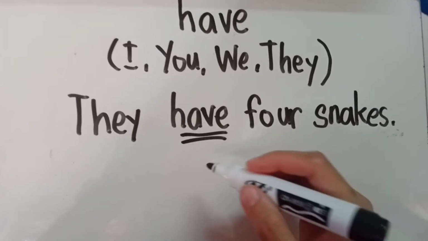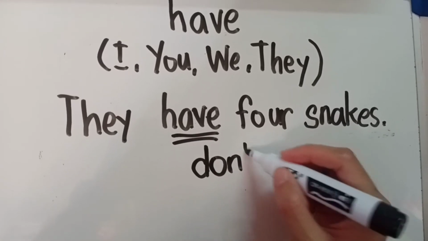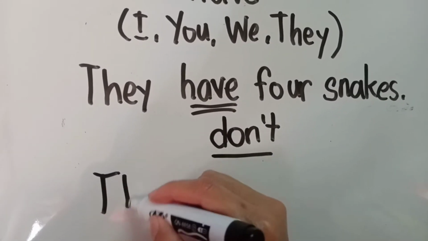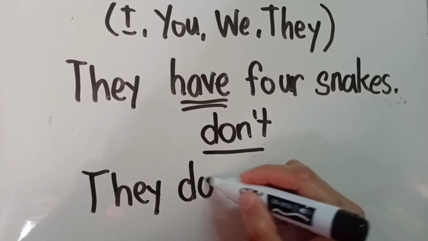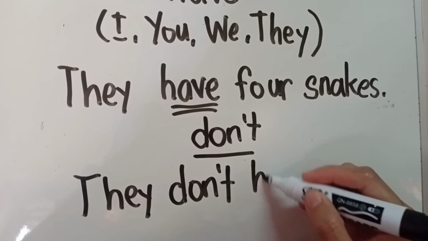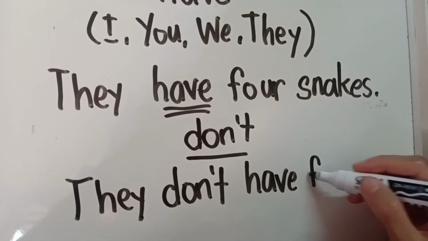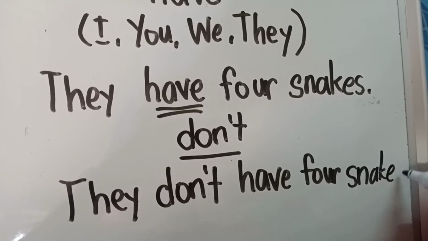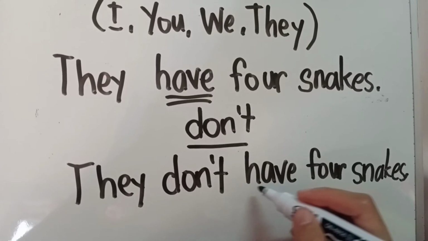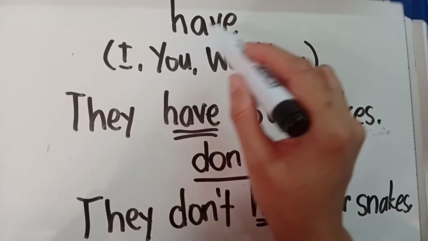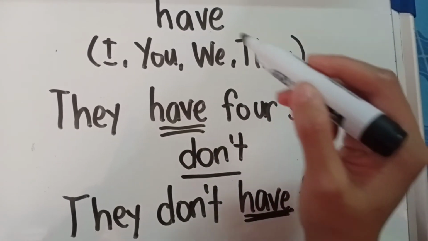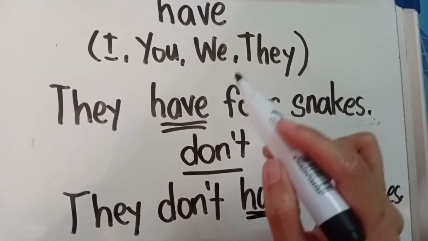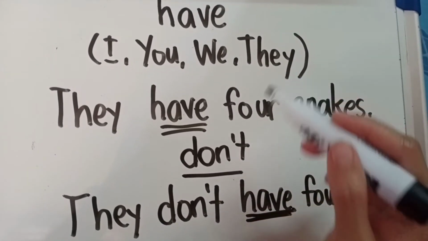But if we are going to use the word don't, if we apply it as our negative sentence, we still use the word have. They don't have four snakes. Sorry for my handwriting. So it's still the same. Use the word have. I have, you have, we have, they have. I don't have, you don't have, we don't have, they don't have.